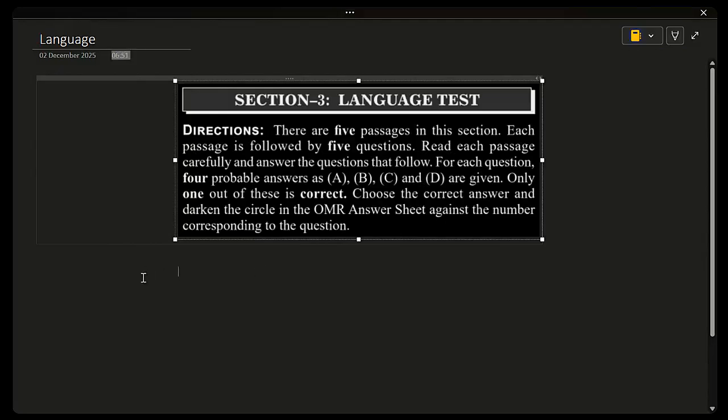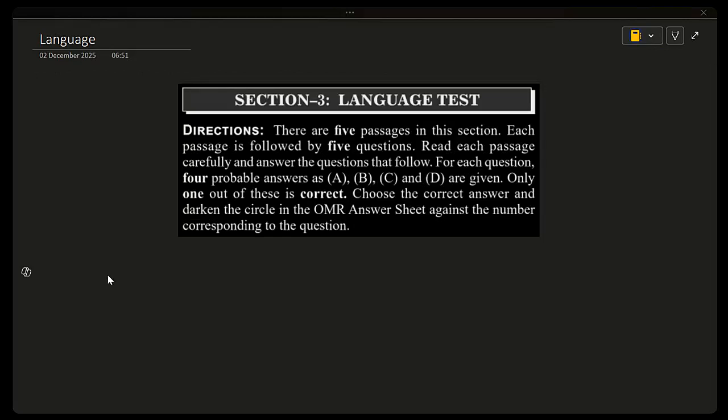Okay, there are five passages in this section. Each passage is followed by five questions. Read each passage carefully and answer the questions that follow. So you must read the passage, understand it, and answer the questions that follow. So passage number one, we're going to take now.